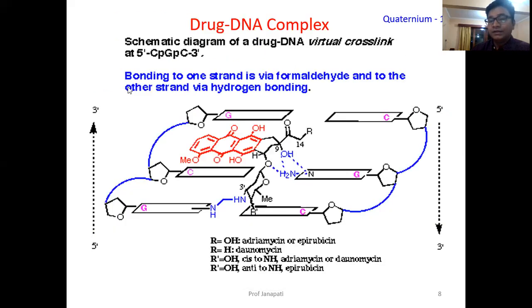Now, this is how it binds. You can see the visual effects, how this is the drug. You can see it here. See how it is binding, and all this, the sugar molecules. So this is the drug-DNA complex, cross-linking. Now, in the next slide, we will discuss a little more.